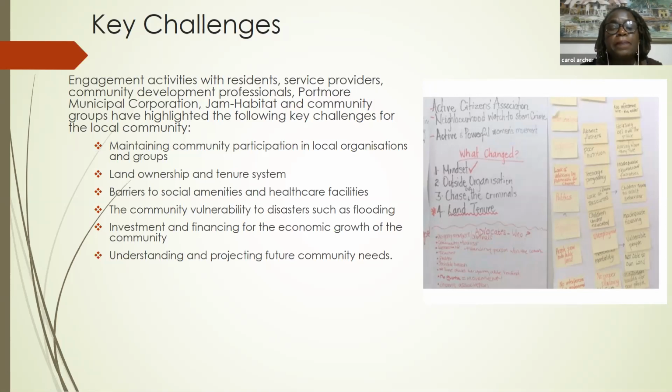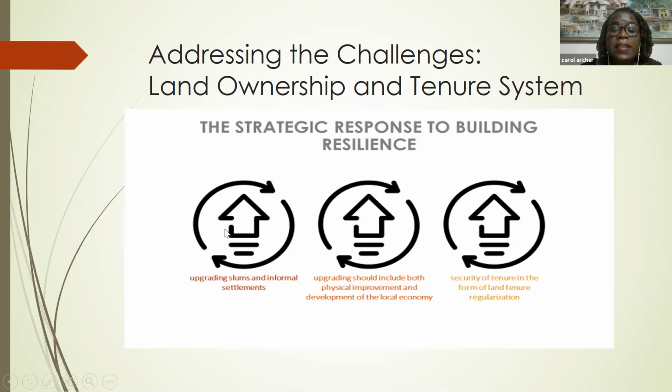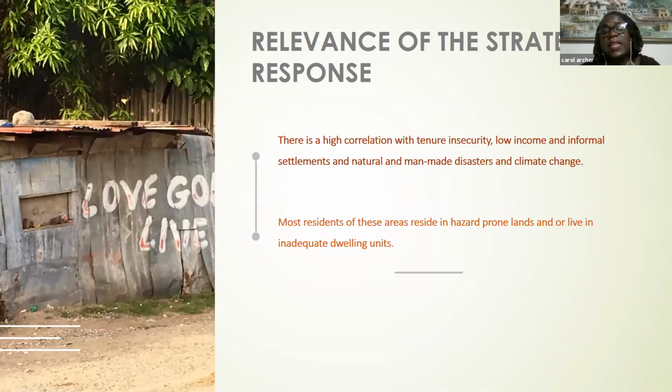ownership and tenure system. We realized that it was one thing to focus on slum upgrading; the slum upgrading that the community agreed to was one that focused on physical improvement and development of the local economy, again driven by security of tenure and land use regularization. So we realized that the tenure insecurity issue was critical, because it is by addressing tenure regularization that we would be able to address issues of disaster resilience and how they can recover from disaster, which the area is prone to.